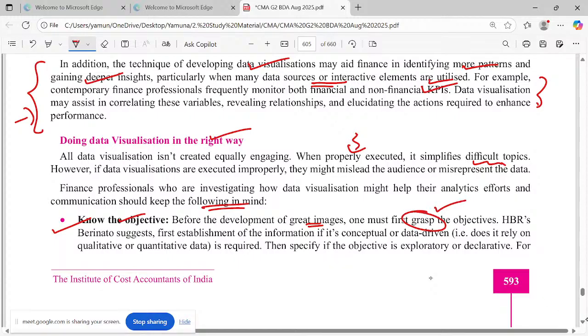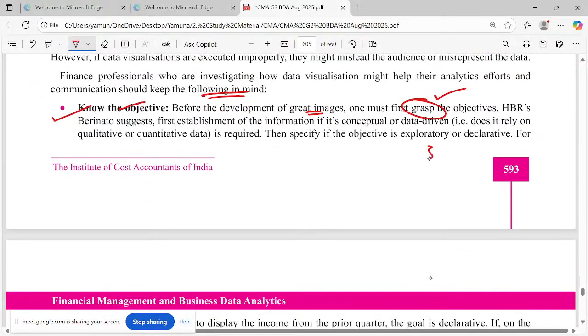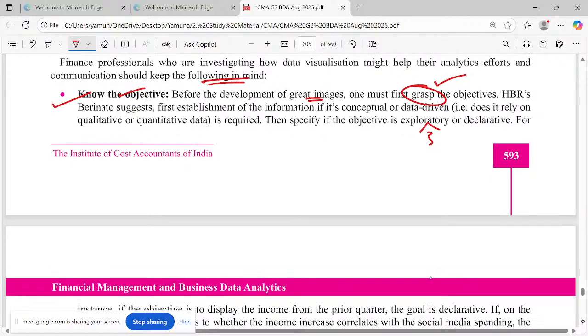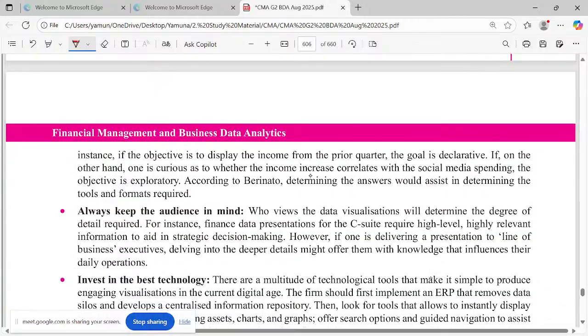Okay, so that you can establish the proper information from that. So the objective may sometimes be exploratory or declaratory. What do you mean by exploratory? It means sometimes you have to get it from that. Sometimes declaratory, directly seeing the data, it will be available. So depending on that, you have to get the data.